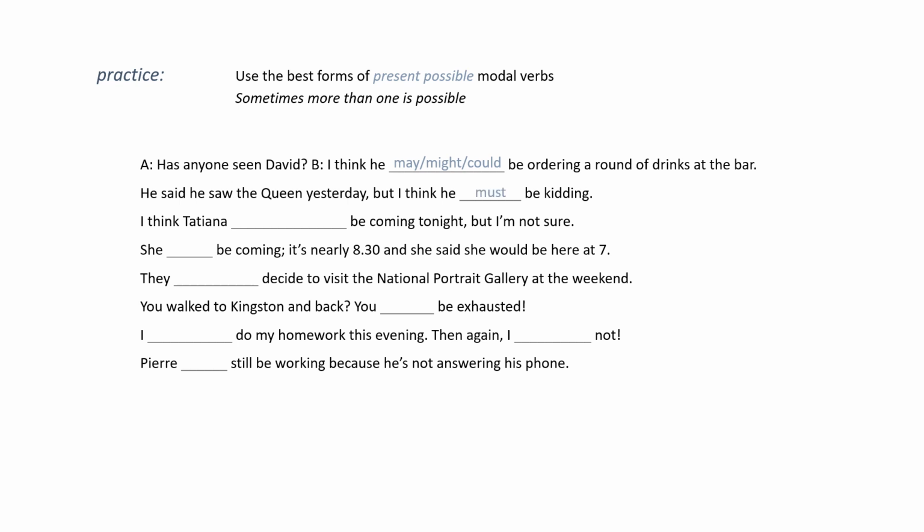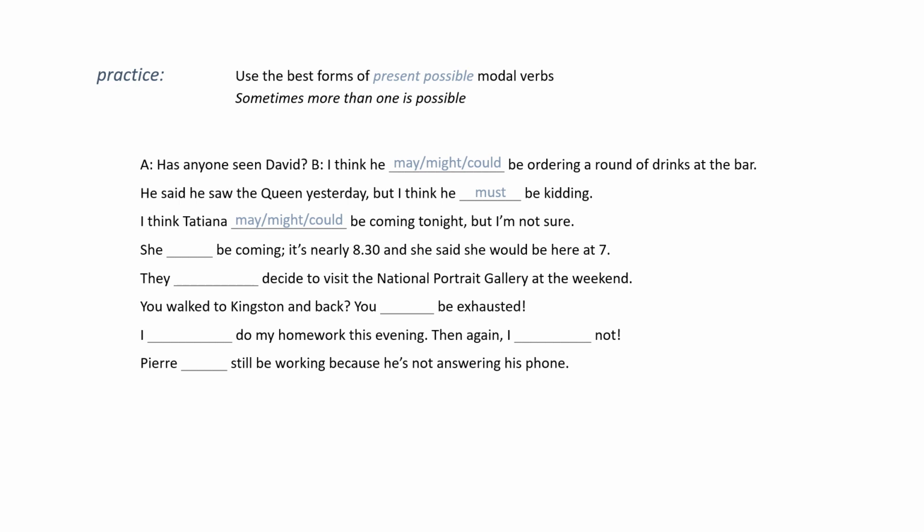I think Tatiana be coming tonight, but I'm not sure. So this is possibility, isn't it? So I think we've got a choice of things here. Yes, it's our old friends, may, might, could. I think Tatiana may be coming tonight, might be coming tonight, could be coming tonight, are all possible, and they express possibility.